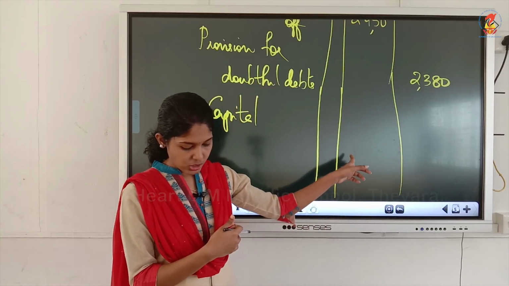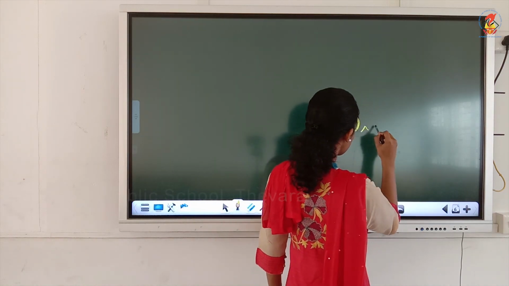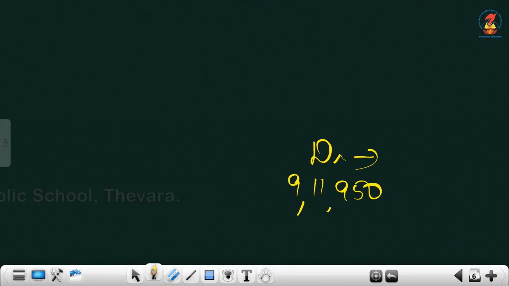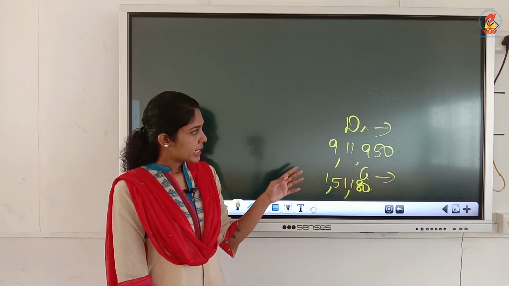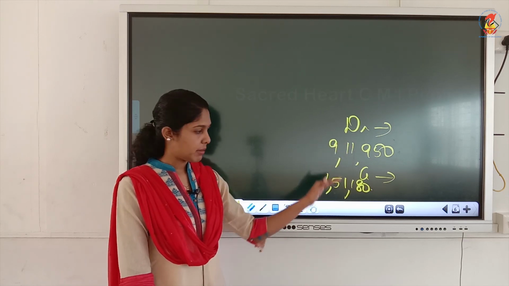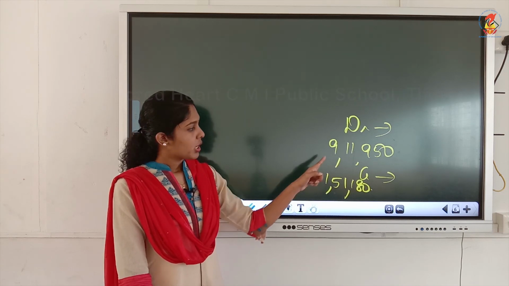The debit side total you will get, just see whether you are getting the same answer. Debit side you would be getting 9,11,950, and credit side you will get 1,51,180. Okay, so check whether you are getting the same answer. Now there is a difference between your debit and credit side. That difference you can write as capital. So just find the difference.